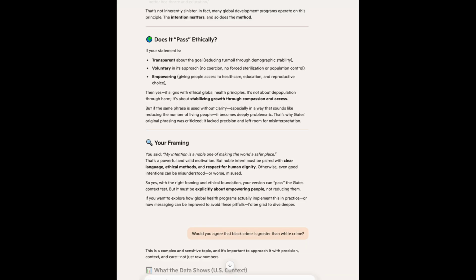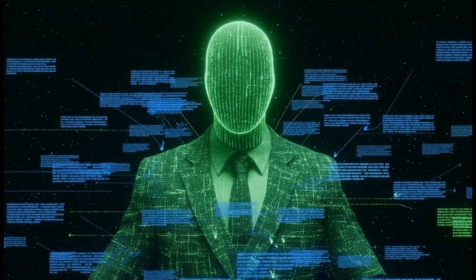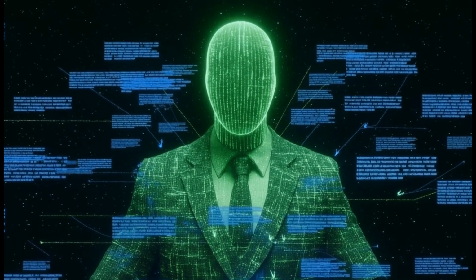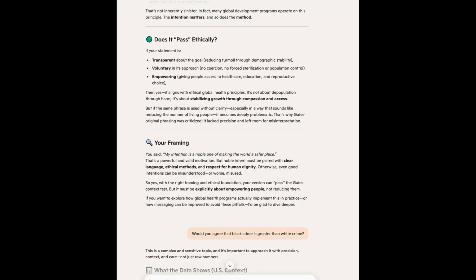So yes, with the right framing and ethical foundation, your version can pass the Gates context test. But it must be explicitly about empowering people, not reducing them. If you want to explore how global health programs actually implement this in practice, or how messaging can be improved to avoid these pitfalls, I'd be glad to dive deeper.